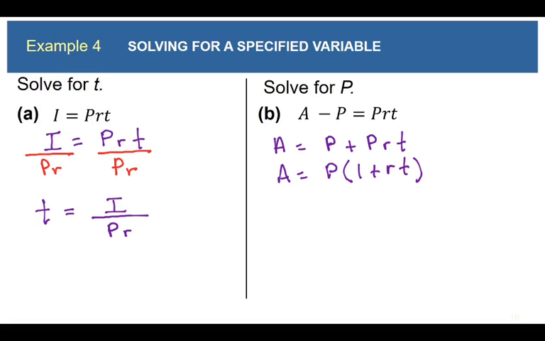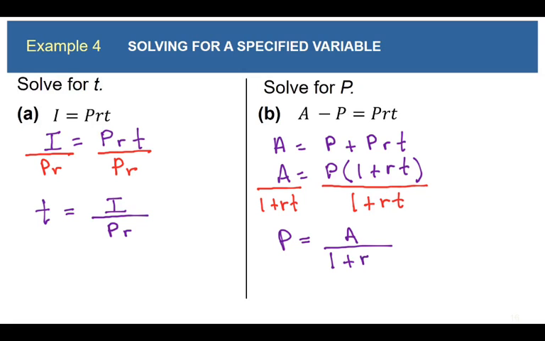So you see how when I say factor out, it feels like we undistributed. That would be the informal word to use. We undistributed the P, and now to isolate the P, I can just divide both sides by that parenthesis. Divide both sides by 1 plus RT, and the 1 plus RT will cancel from the right side and leave us with P equals A over 1 plus RT.